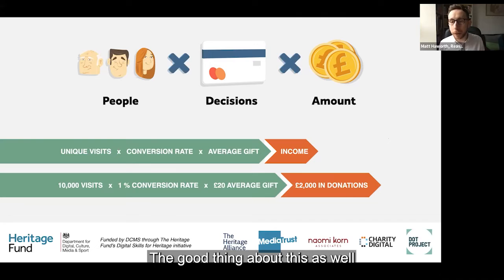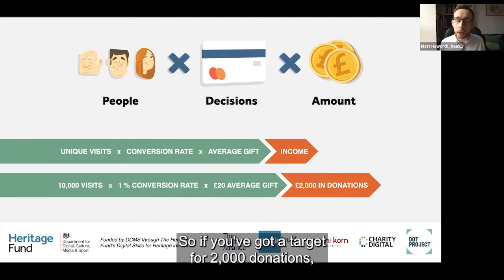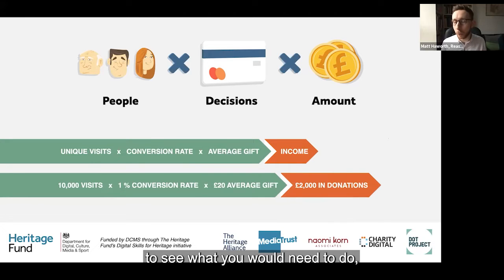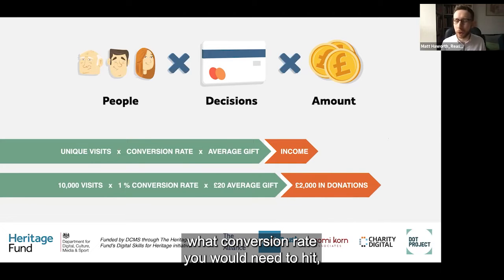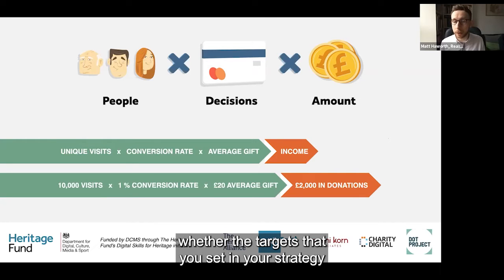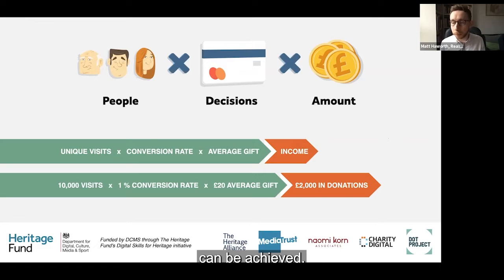The good thing about this as well is that you can reverse backwards from this. So if you've got a target for 2,000 in donations, you can play with those numbers using trial and error to see what you would need to do, what conversion rate you would need to hit, or how many people you would need to reach in order to get that amount. And that can help you decide whether the targets that you set in your strategy can be achieved.